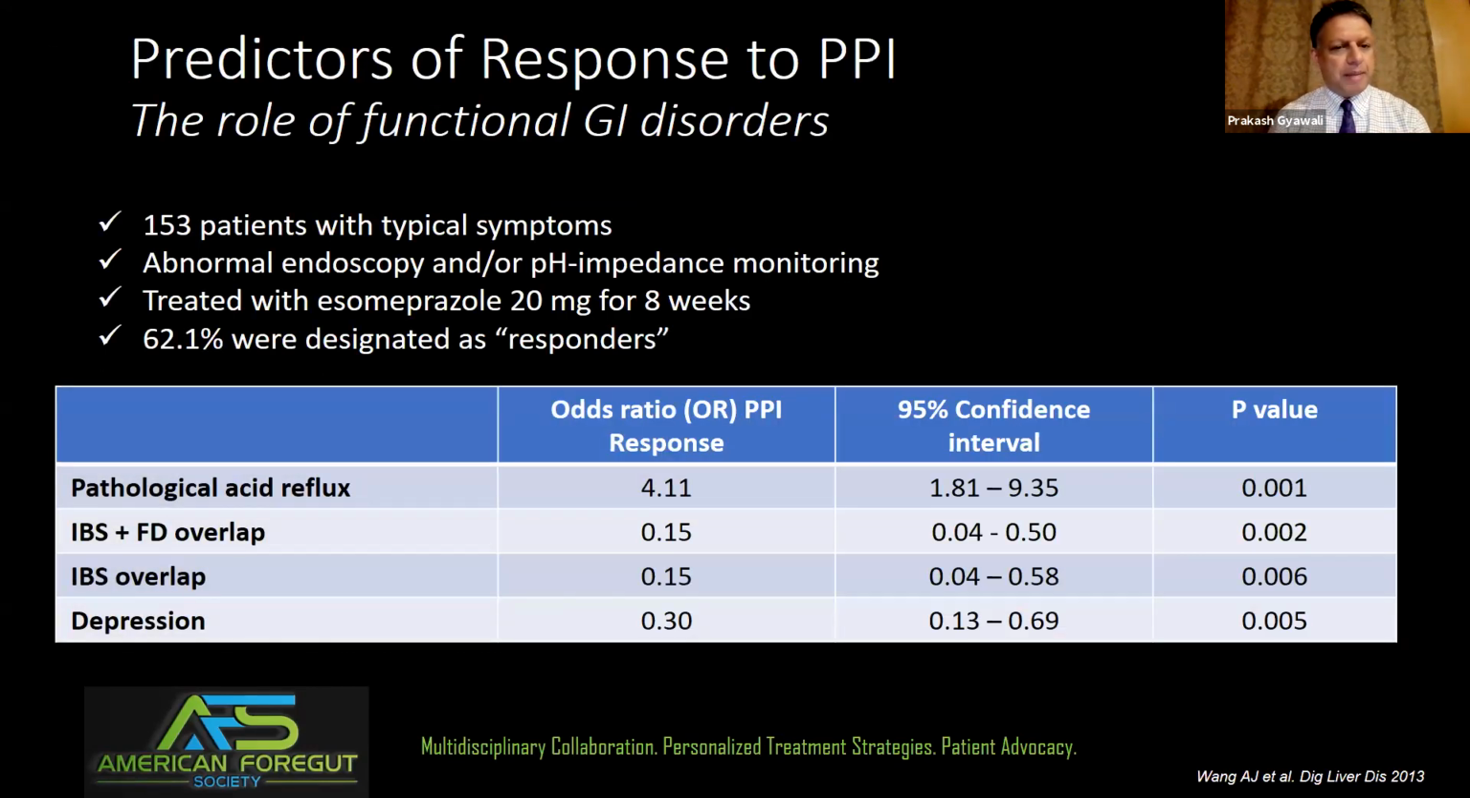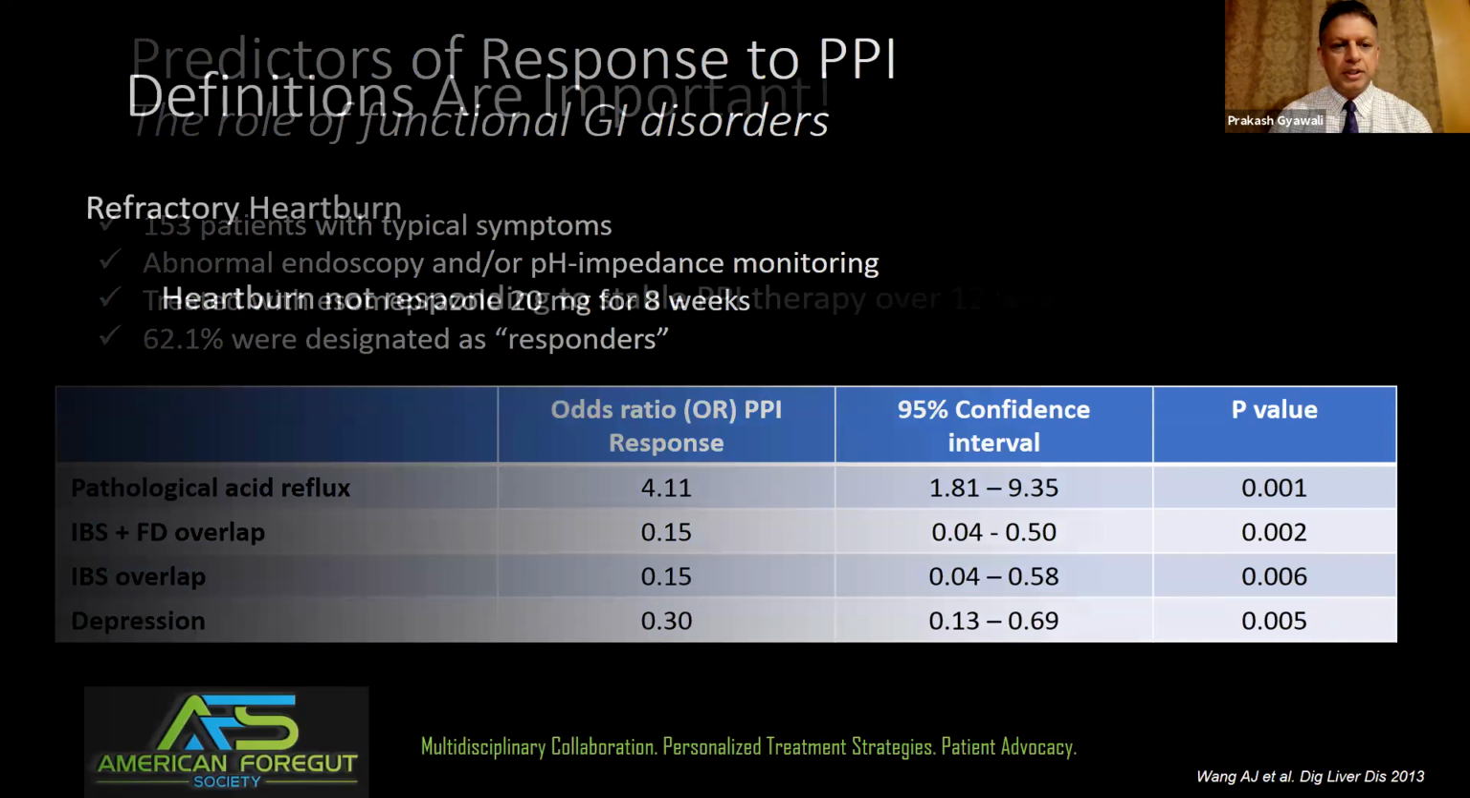And the overlap of functional GI disorders with reflux disease can influence if a patient gets better on a PPI trial or not, whether they have pathologic acid reflux or not. So you can see that if there is IBS, functional dyspepsia, or depression, the likelihood of a patient saying they're better on a PPI is not as good as if they just have pathologic acid reflux.